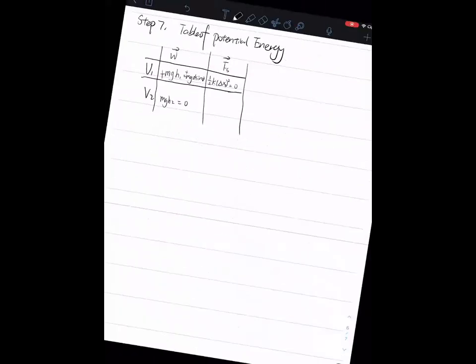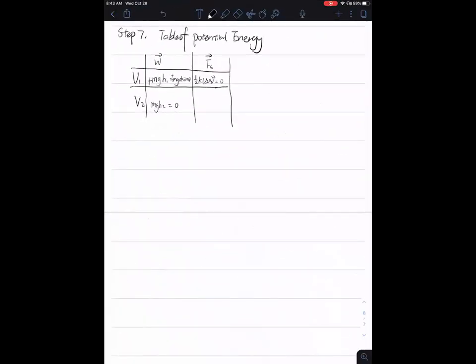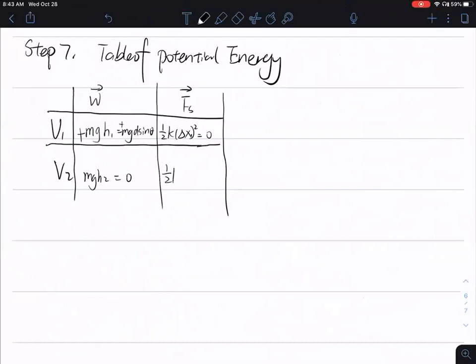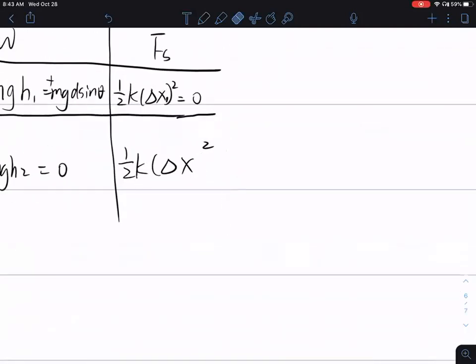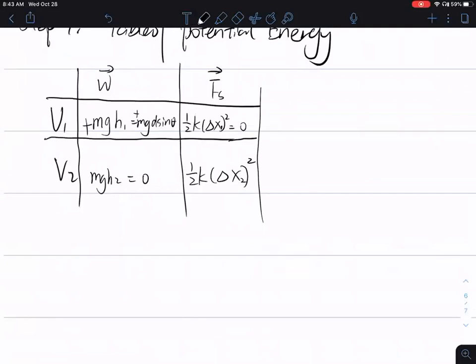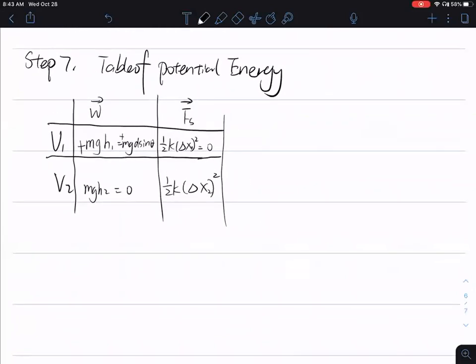So here we have 0 at the beginning. But at position 2, it got compressed, and that's delta x2 we're trying to find for this problem. It's 1/2 k delta x2 squared. Make sure you add that square. Okay, now we're done. Oops, that's not 0, my bad. This is something we're trying to solve. Okay, now we're done with step 7.